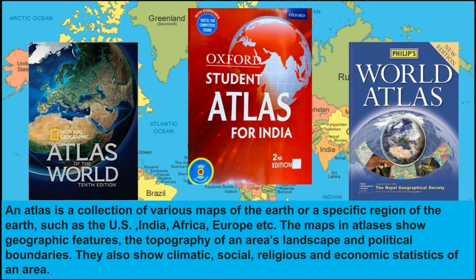Now let us see what an atlas is. An atlas is a collection of various maps of the Earth or a specific region of the Earth, such as US, India, Africa, Europe, etc. The maps in atlases show geographic features, the topography of an area's landscape, and political boundaries, etc. They also show climatic, social, religious, and economic statistics of an area. So it is very useful for geography students.